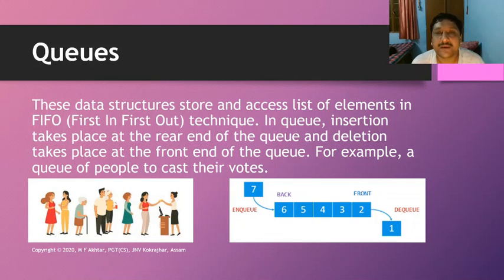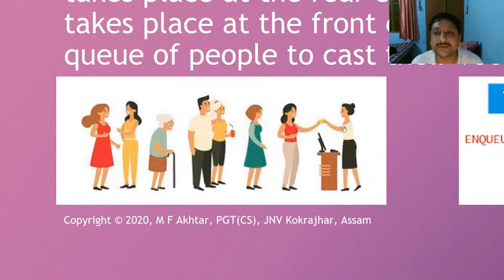Okay. In queue, insertion takes place at the rear end. Insertion means addition of an element at the rear position, meaning the last position at the end of the queue. We can add any new element at the end of the queue, and deletion takes place at the front of the queue. You can take an example of this. Suppose here she is providing some services, then she will provide service to the first person, whoever came first. That's why it is known as FIFO, first in, first out.